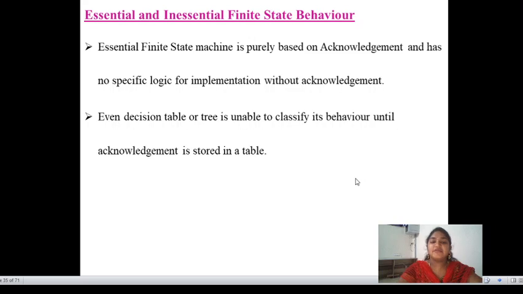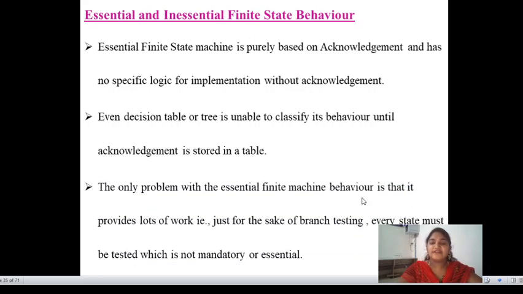So that is one of the essential ways. Even a decision table or tree is unable to classify its behavior until the acknowledgement is stored in a table. Whatever decision table we take, with conditions, rules and actions, or any tree, it is unable to classify its behavior until the acknowledgement received is stored in a table. It is also one of the most essential states which define the FSM. The only problem with the essential FSM behavior is that it provides a lot of work whenever behavior changes. That is the main disadvantage, and we can say it is one of the main problems in the FSM.